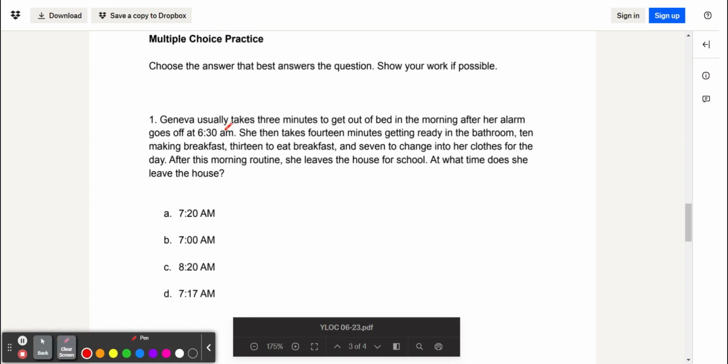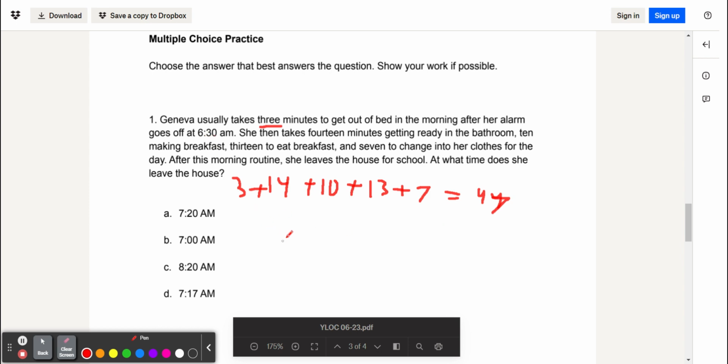So to solve this, first we have to find how long she takes to do her routine. So that's 14 plus 10 plus 13 plus 7 minutes, which, if we add these all together, we're going to get 44 minutes. Actually, my bad. There's another 3 minutes because of the 3 minutes to get out of bed. So that gives us 47 minutes.